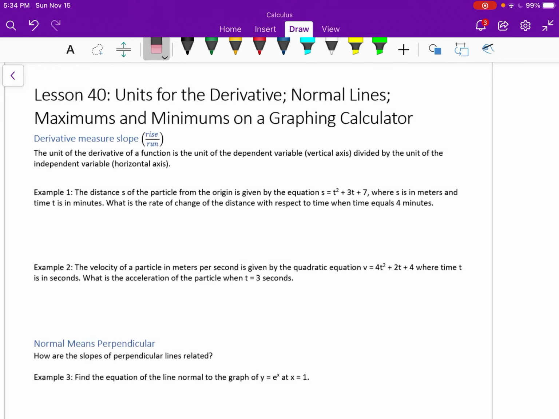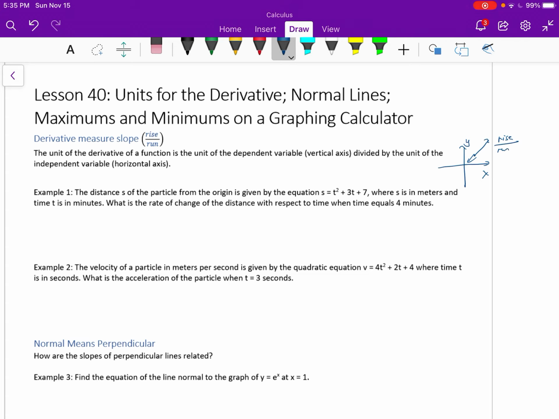Lesson 40 discusses the units of the derivative, normal lines, and then maximums and minimums on a graphing calculator. So we'll start with the units of the derivative, and we know the derivative finds slope or measures slope, which is rise over run. And when the variables represent actual quantities, like when our x-axis might represent time and our y-axis distance or some other thing that you're measuring, that rise over run represents values that have meaning to them.